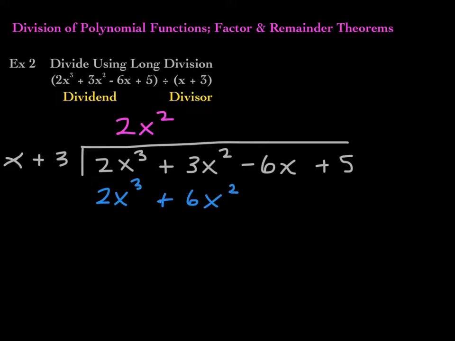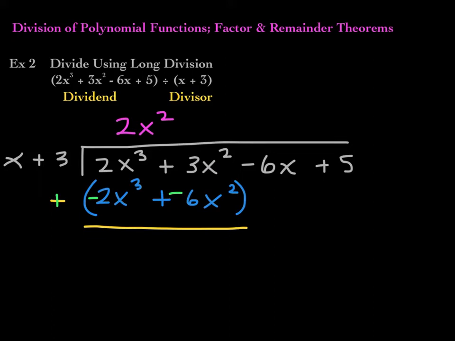Now I am going to make a strong recommendation, and that is that you use parentheses around the product that you just wrote, because the next step in the process is to subtract that product from your dividend. What you can do here is distribute this negative, because really you're subtracting 2x cubed from 2x cubed, and subtracting a positive 6x squared from 3x squared. To avoid making a sign error, I suggest you distribute this negative inside of here. When you distribute this negative, this becomes addition of negative 2x cubed and negative 6x squared. I suggest you do this so that you don't make a sign error.